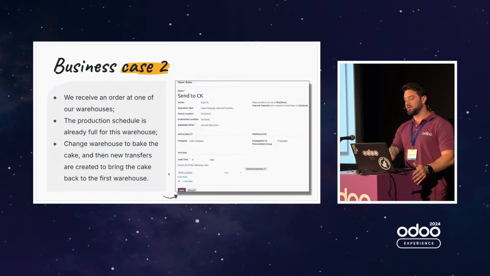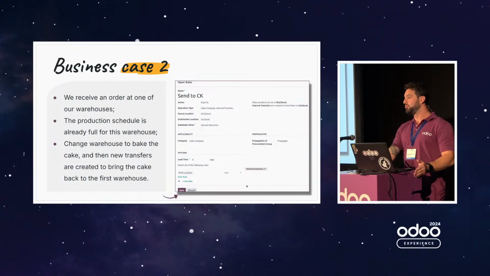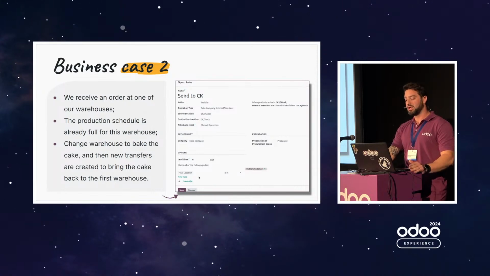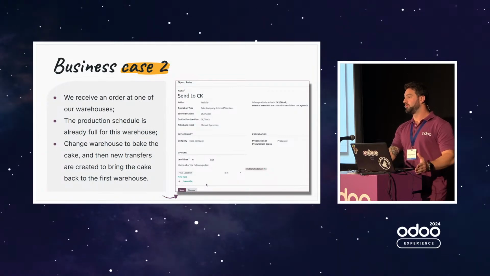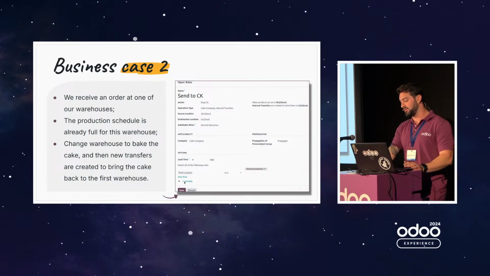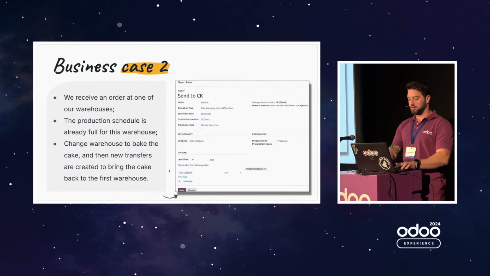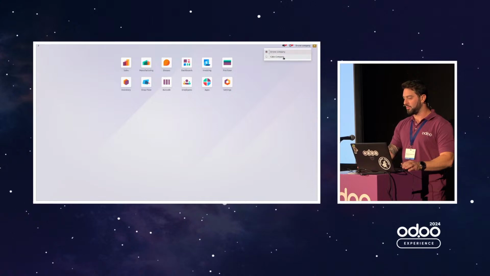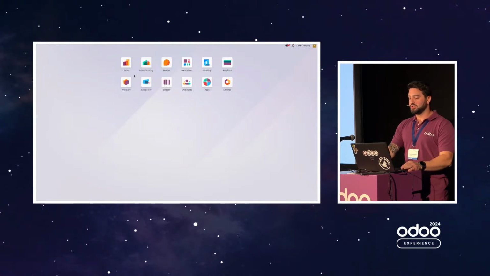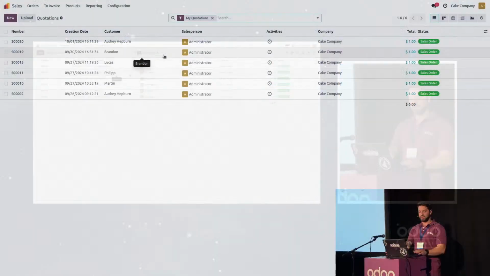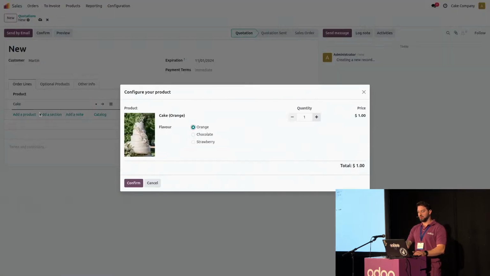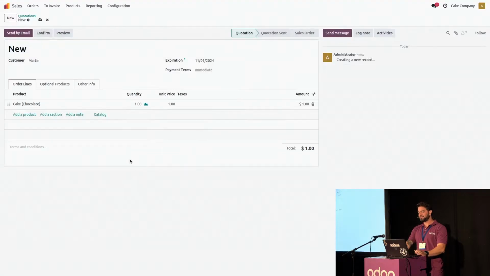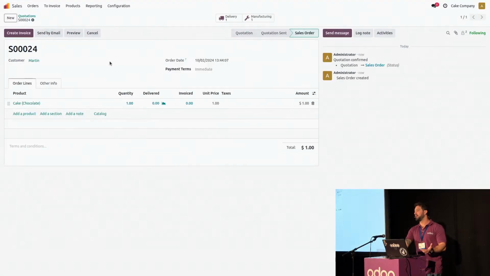Now, this is possible because right now in Odoo 18, on the rules linked to the routes, we can add a domain, which will only trigger the rule based on all the conditions that you define. And this is what I did on the cake company that we have over here. So what I'm going to do is a much simpler flow. We are going to create a new order, let's say for Martin, and we're going to order a chocolate cake, for example. Now, when we confirm, the same is going to happen as the last time.